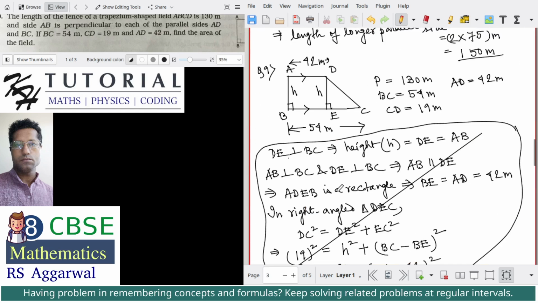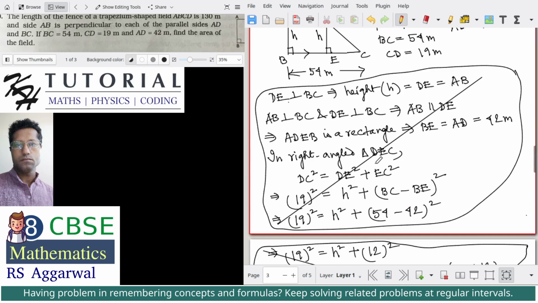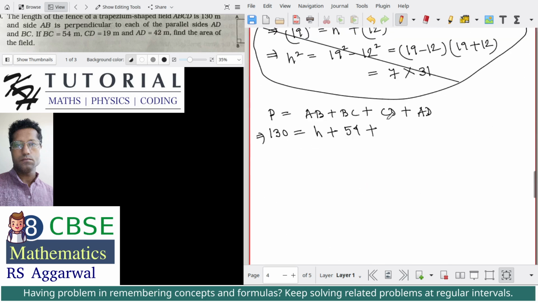And what is BC? BC is 54. And what is CD? CD is 19 and AD is 42. So 130 is equal to H plus 54 plus 19 plus 42, which is 115. So this implies H is equal to 130 minus 115, which is equal to 15 meter.